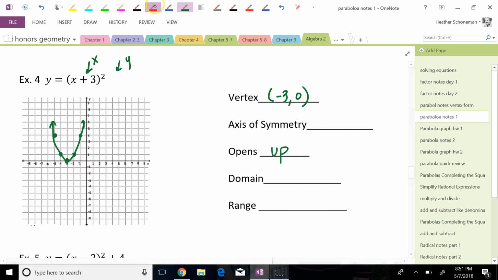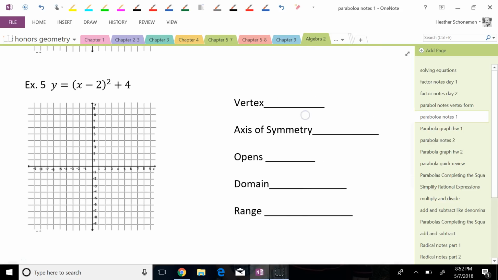This is our line. Here is our axis of symmetry. It's still x equals, but this time it's x equals what? Where does it cross the x-axis? And that is at -3. The domain is -infinity to infinity. The range starts right at 0, so I'll bracket. That's going to be 0 to infinity.